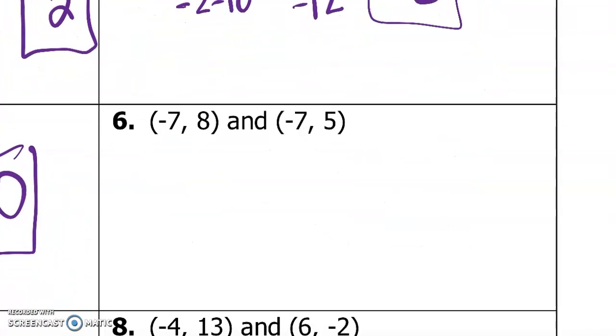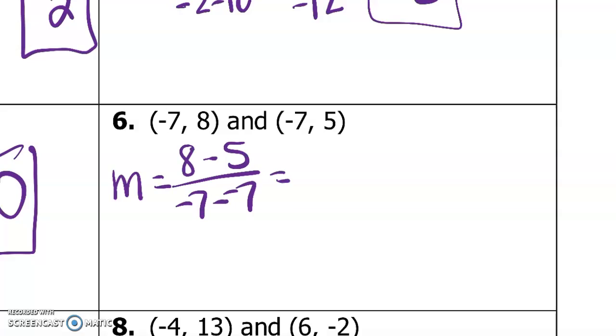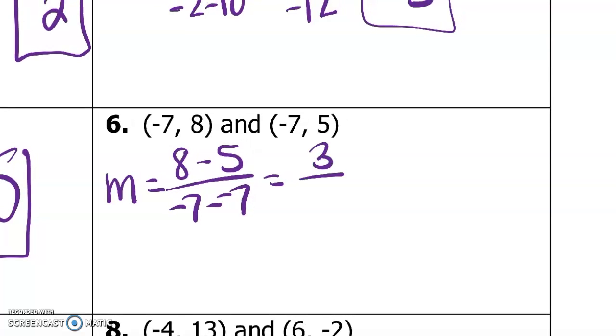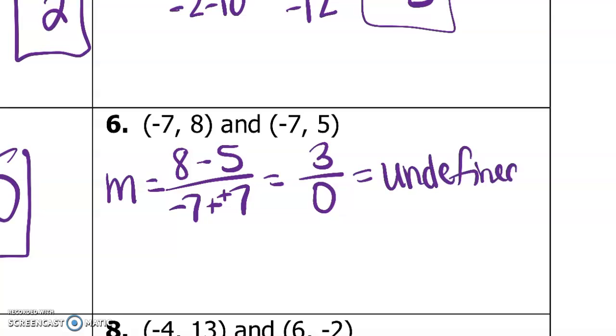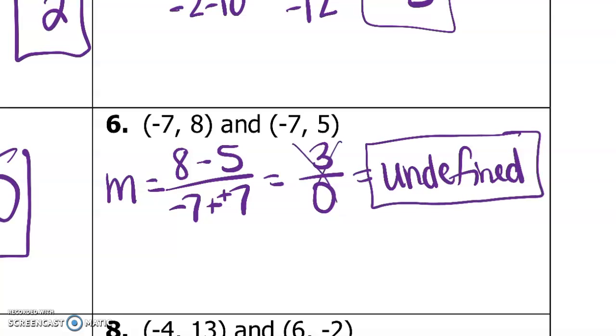Whenever you're ready, go ahead and pause the video and then come back and check your answers. For number 6, I'm going to do 8 minus 5, negative 7 minus negative 7. So 8 minus 5 is 3. 7 minus negative 7 really means 7 plus 7, which is 0. You cannot divide by 0, so that's where you have undefined.